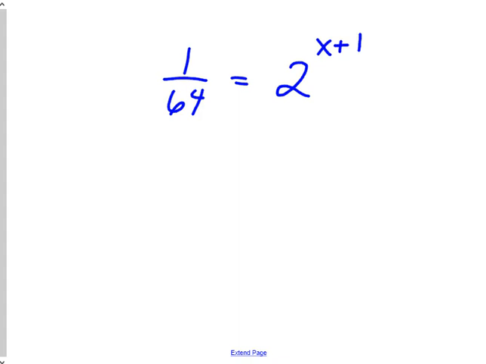Okay, that's a lot harder. But here's the key. They both can have a base of what? 2. They both can have a base of 2. This one already has a base of 2. If you could just write this side as 2 to a power, well, that'd be easy. I'll give you a hint. 2 to the 6th is 64. But that's not what you should put in there. 2 to the 6th isn't 1 over 64.